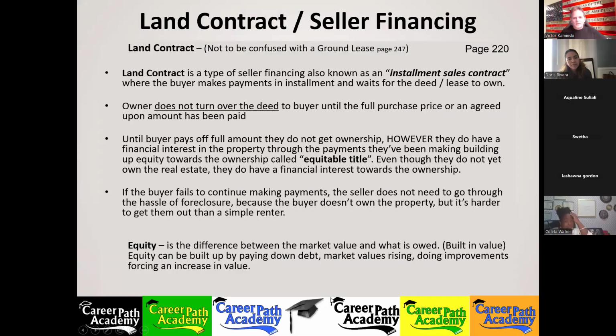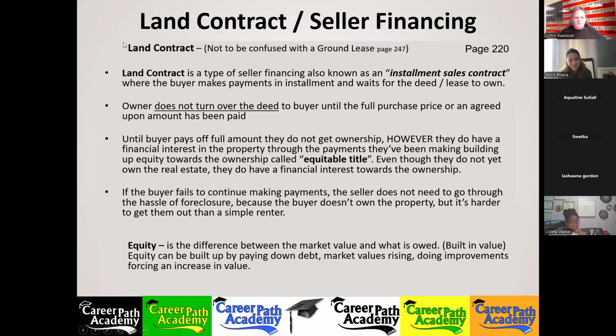As you make periodic payments, paying down the debt, you're building more equity. It's built-in value. You can also build equity by doing improvements to the house, forcing an increase in the value. Or by simple fluctuation of the market value, because real estate values fluctuate. They go up, they go down. And just simply using it as a hedge on inflation, you could build equity as market values fluctuate. So those are the three typical ways of building equity.